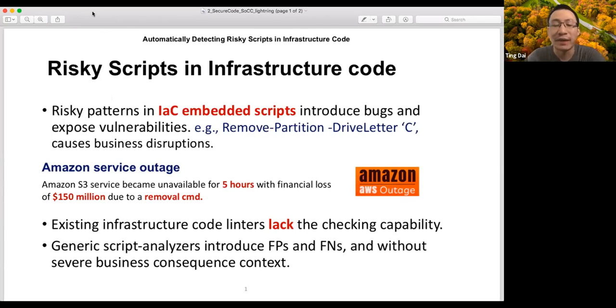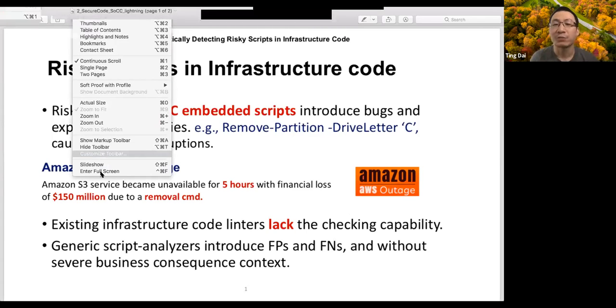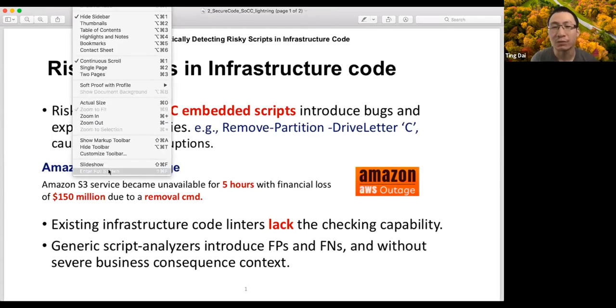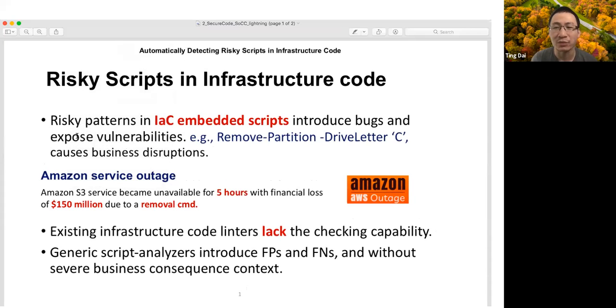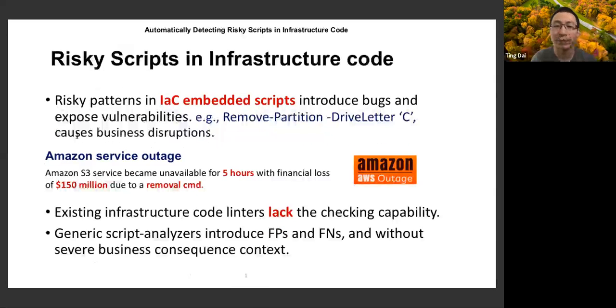Hello, everyone. My name is Ting Dai. I'm going to briefly talk about our work. To refresh your memory, if you have the chance to watch my full presentation or read our paper. Otherwise, I hope my 3 minutes lightning talk can give you some ideas about how to automatically detect risky scripts in infrastructure code.